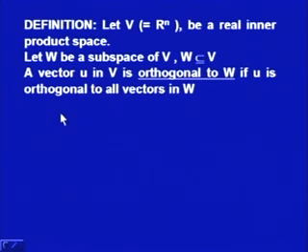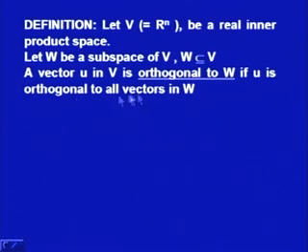Now, we have another definition. Let V be a real inner product space. That means we have a vector space and an inner product is defined on it. Let W be a subspace of V. Then a vector u in V is orthogonal to W if u is orthogonal to all vectors in W.